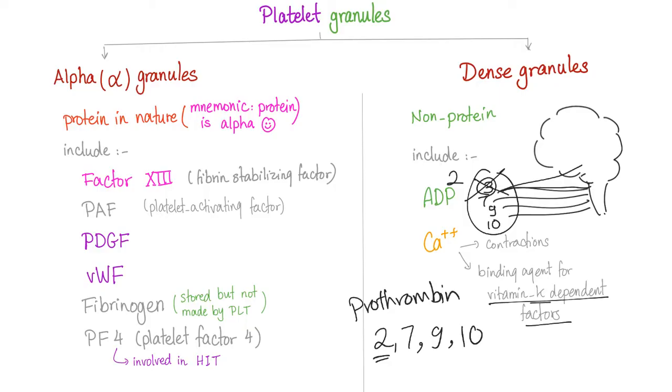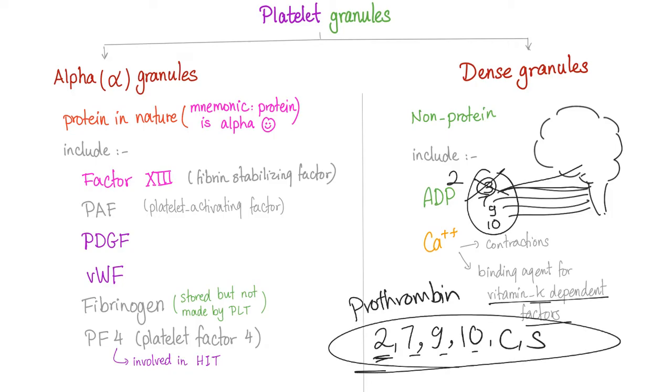Any mediocre student will just say 2, 7, 9, and 10. But for pros like you, Medicosis viewers, you say 2, 7, 9, and 10, protein C and protein S. Never ever forget this. Prothrombin, 7, 9, 10, protein C and S. So in cases of vitamin K deficiency, which factors are deficient? 2, 7, 9, 10, C and S.